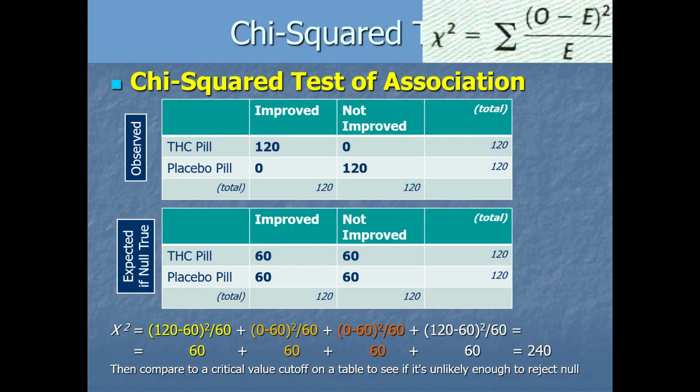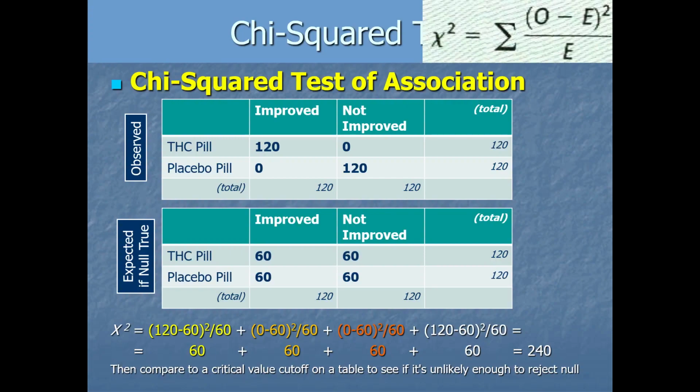So you add up these 4 amounts, just 60 plus 60 plus 60 plus 60 equals 240. That is your chi-squared statistic. That's the chi-squared value. And you compare that to a critical value cutoff that you would get from a chi-squared table, there's a table you can look up, to see if it's unlikely enough to see a result like this, that you would reject the null hypothesis.